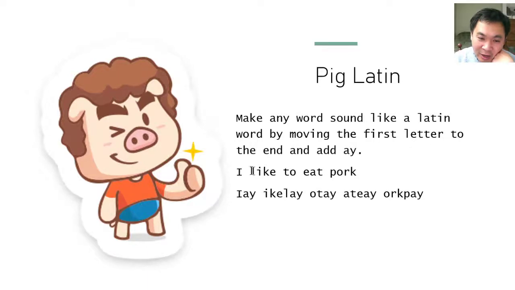So what I do is take the L, move it to the end, so I get ekl, and then I put a at the end, so you get ekla, right? So to will be ota, eat will be ate, pork will be orkpa. Okay. And some people use this to pass on secret messages, like this pig probably doesn't like to hear that I like to eat pork, right? But if I say it in pig Latin like this, he doesn't understand what I'm saying, so he's okay with it, right? So that's how pig Latin works.